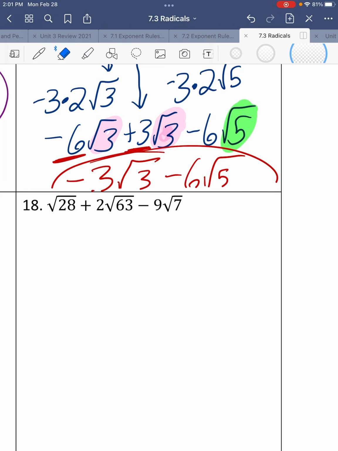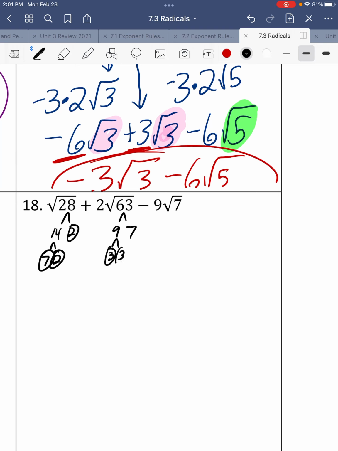Number 18. We have 28 breaks down, so we're going to simplify each term. So that's 14 and 2, 7 and 2. 63 is 9 and 7, 3 and 3.